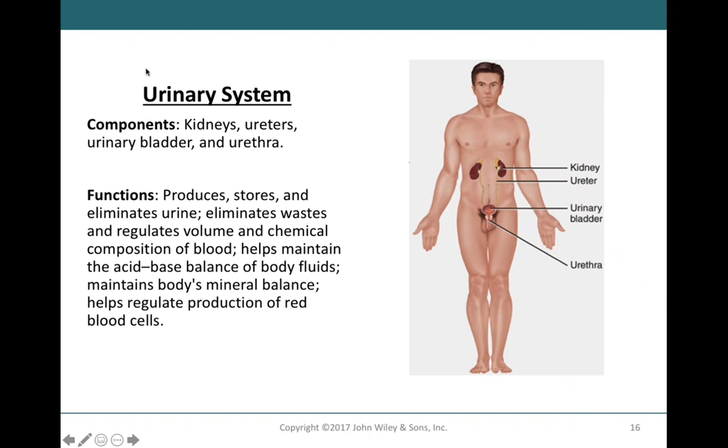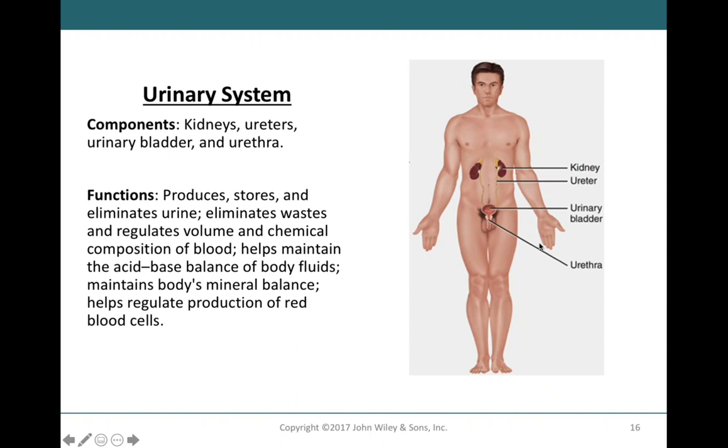Next is the urinary system. The urinary system is made up of the kidneys, the ureters, the urinary bladder, and the urethra. So these are our four major components of the urinary system, and you can see those superimposed on this picture here towards the right.